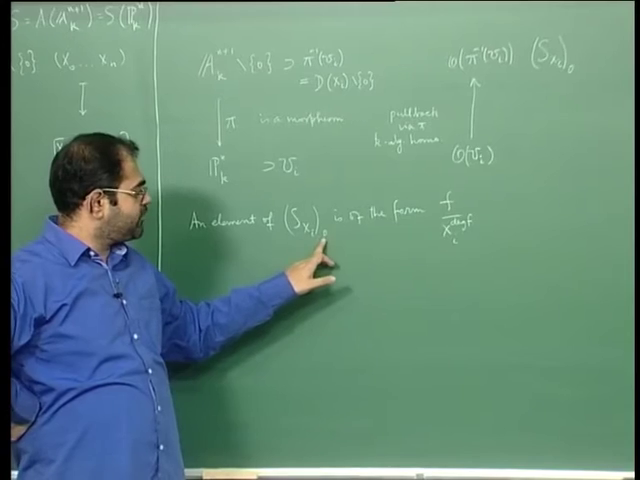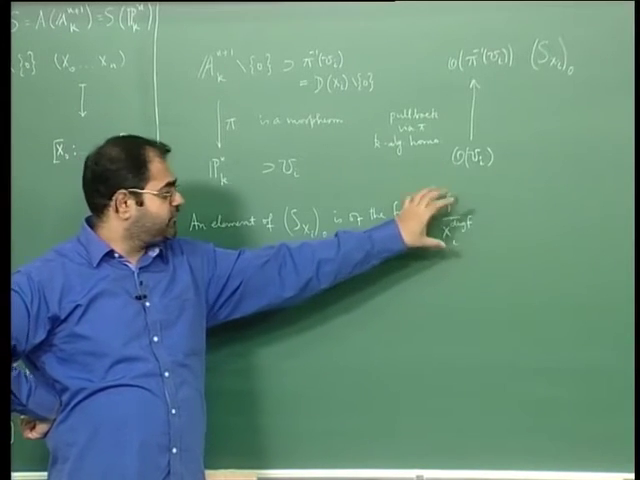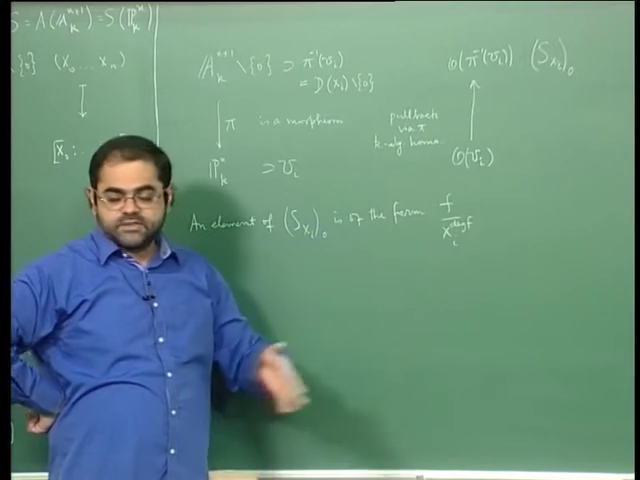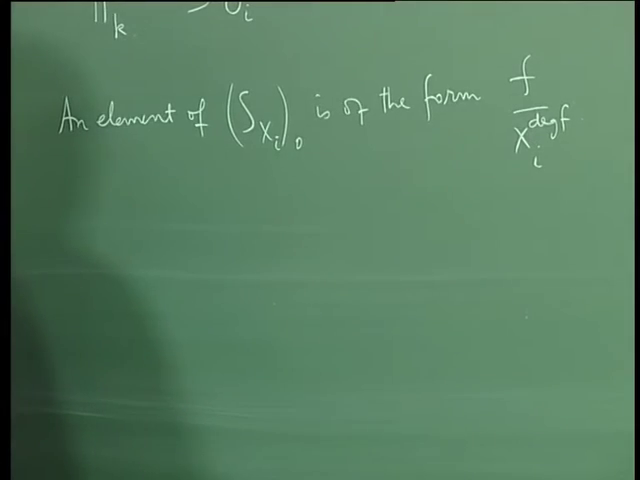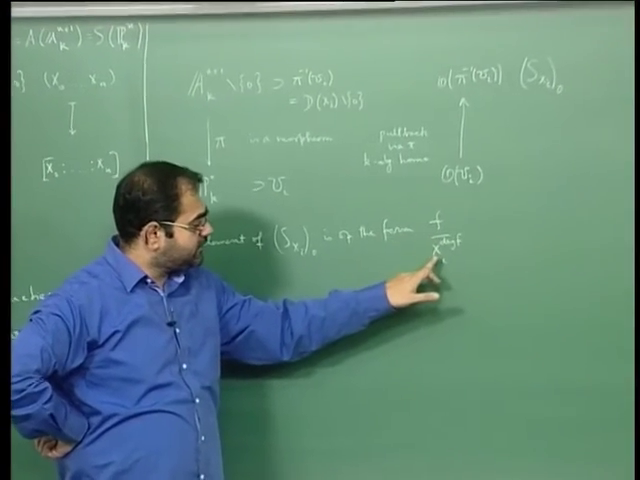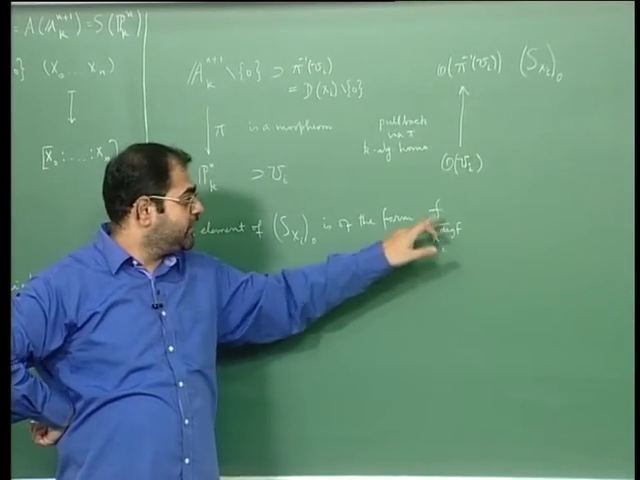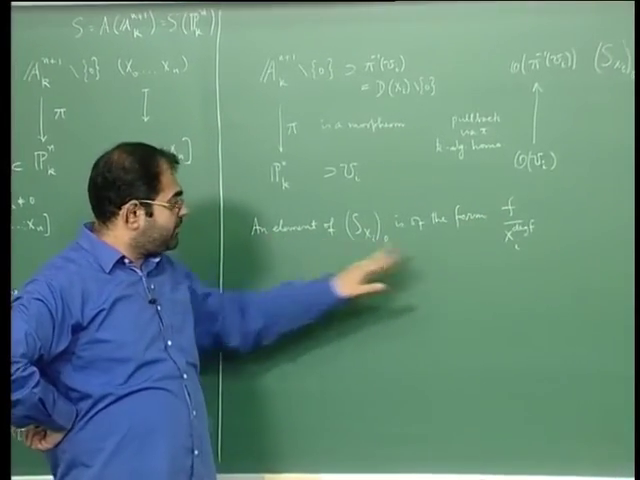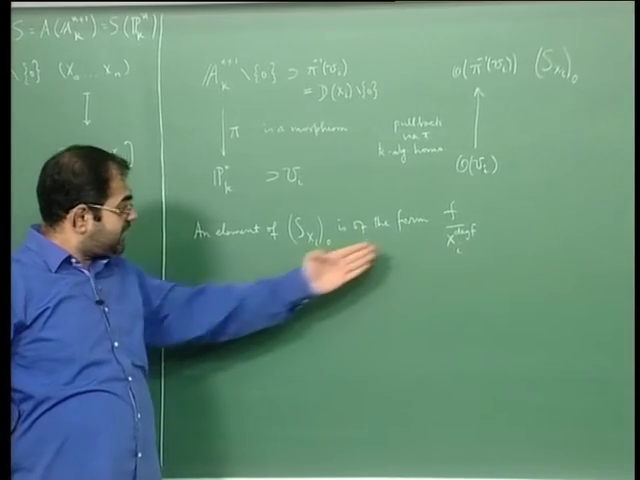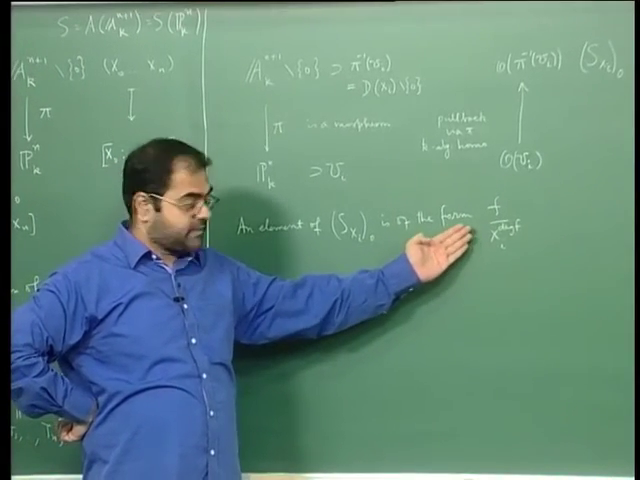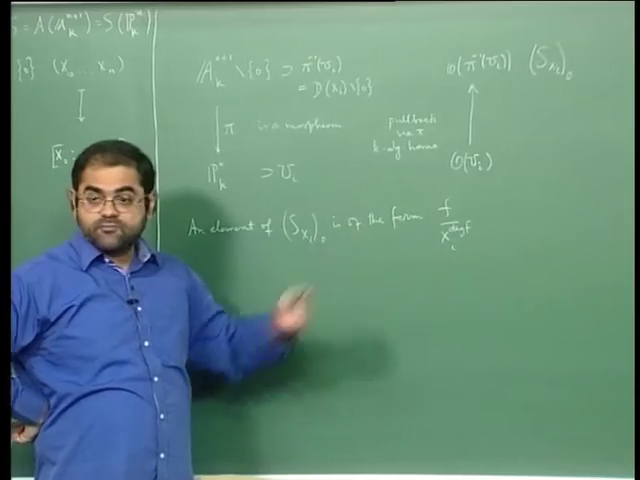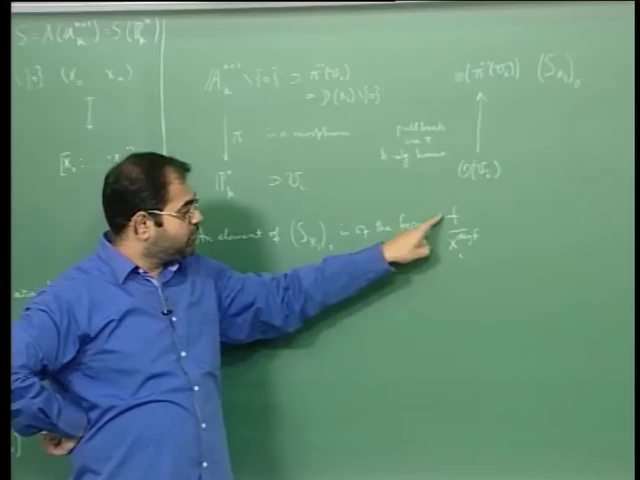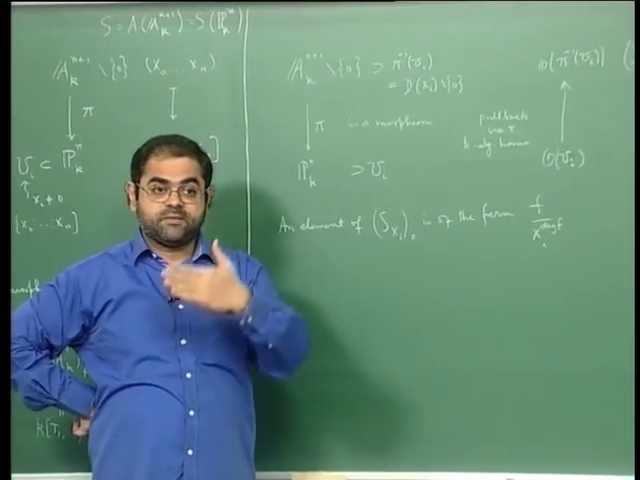But then if I want the degree 0 part, then I want the degree of this element to be 0, and the degree of a quotient is defined as the degree of the numerator minus the degree of the denominator. So if you want that to be 0, then the power of x_i in the denominator should be equal to the degree of the numerator polynomial which is supposed to be homogeneous, ok. So this is how an element looks like. And if you think of this element, it is of course a function which is constant on lines passing through the origin, because both the numerator and denominator are homogeneous of the same degree.